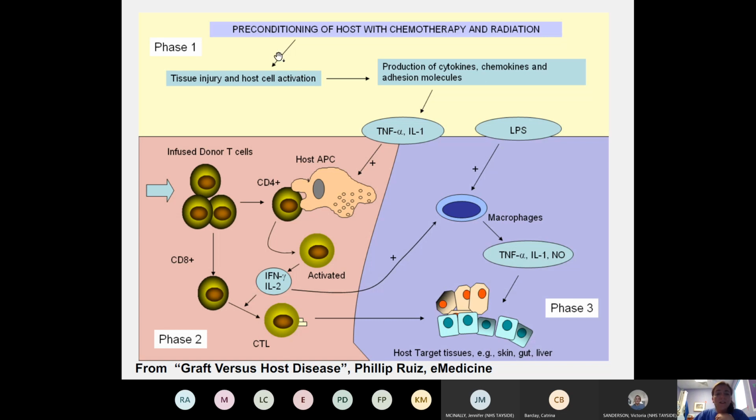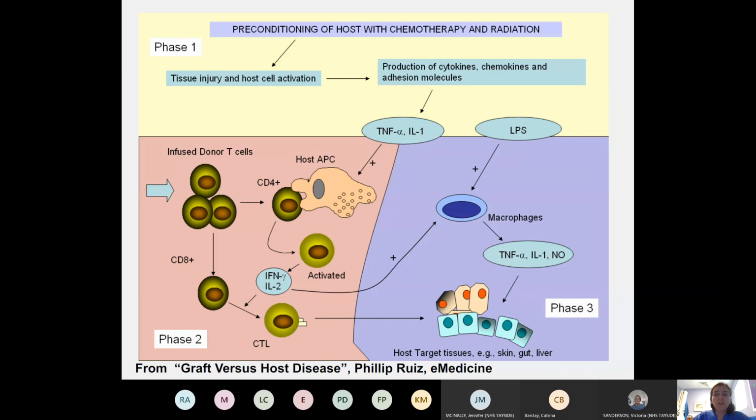If you look at the top of the diagram, we talk about preconditioning of the host with chemotherapy and radiation. You'll all be familiar with what a patient who's received standard type chemotherapy can look and feel like after that. So that's our transplant patient. They've got tissue injury and host cell activation. Remember, this is the patient we're talking about. We've caused mucositis in the gut.